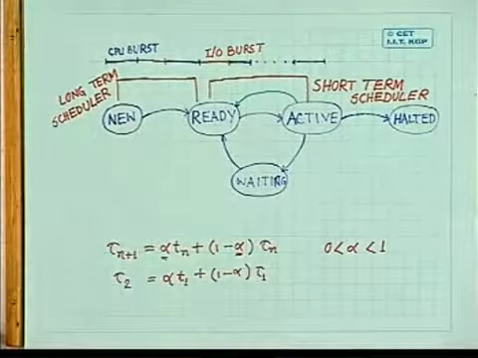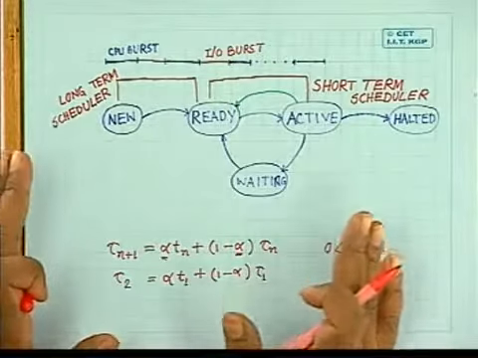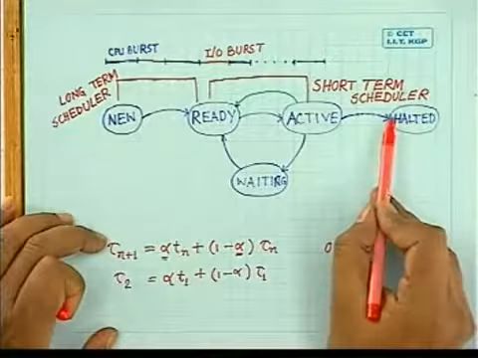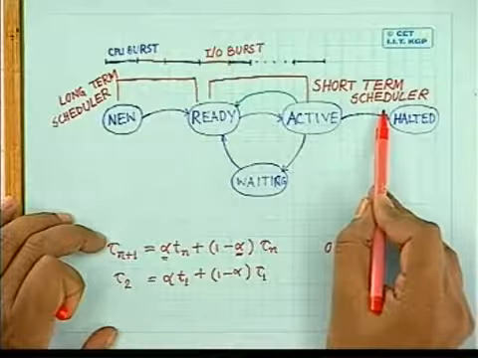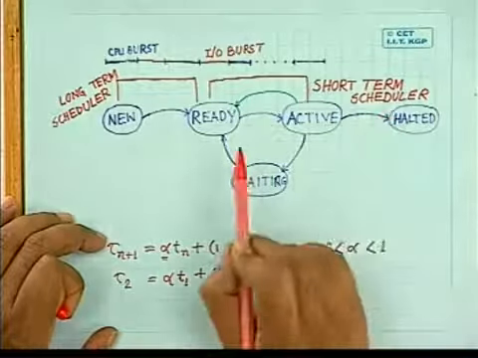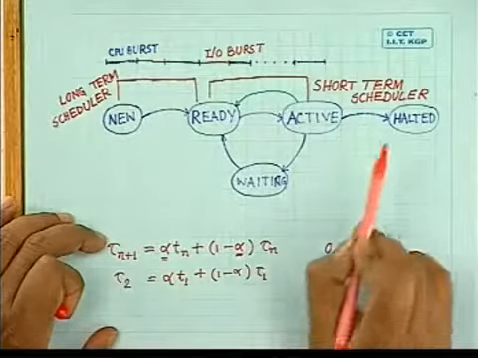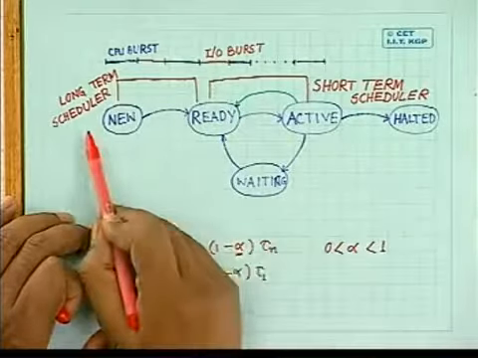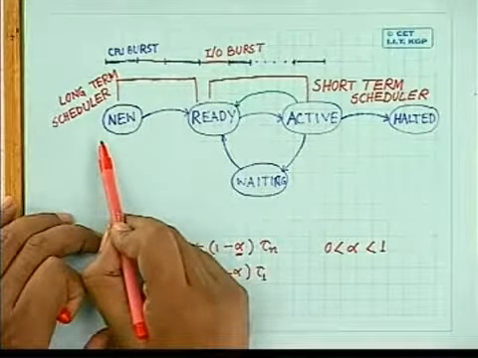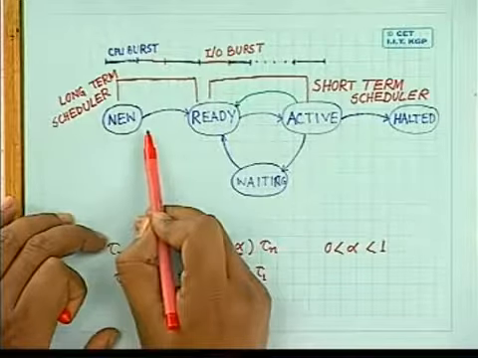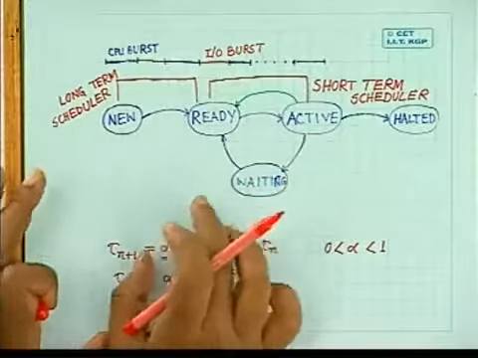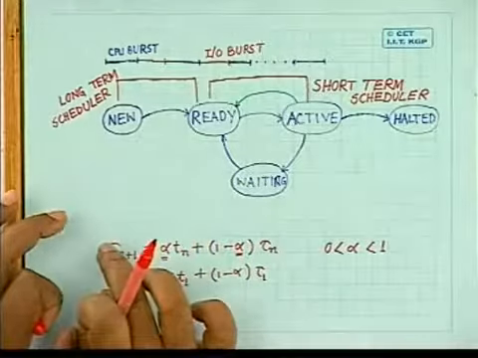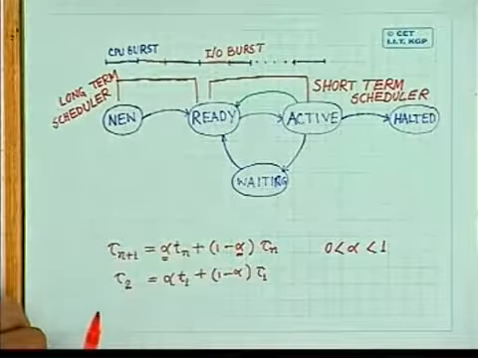So in a system, I can have two kinds of schedulers. One is a short term scheduler which decides which job has to be given to the CPU for execution, and the other is a long term scheduler which decides what are the jobs which should reside in the main memory. That means what are the jobs which should be there in the ready queue.